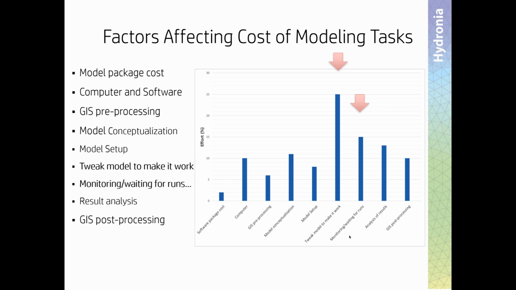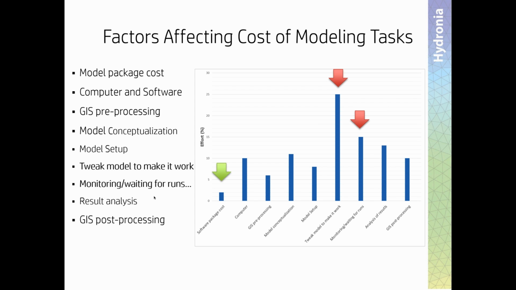So in graphical form, the different factors here are presented in bars. But what I want to show you is that the actual cost of the software is the lowest important factor in regards to the total cost of modeling for consultants. And the two tasks that we have found take more time are the actual tweaking of the model to make it work, and monitoring for runs.